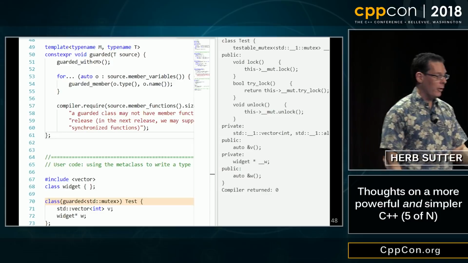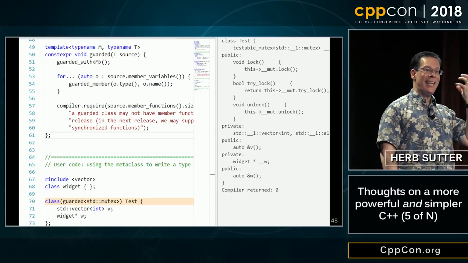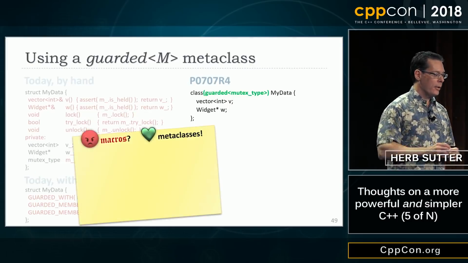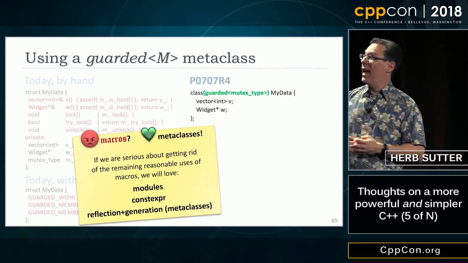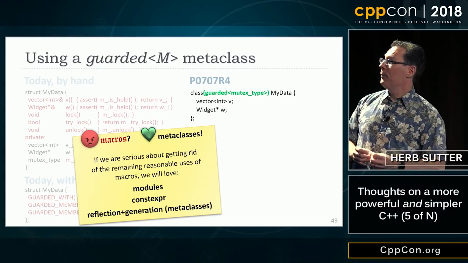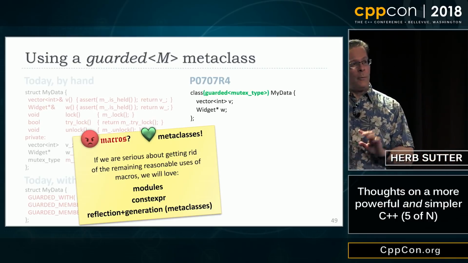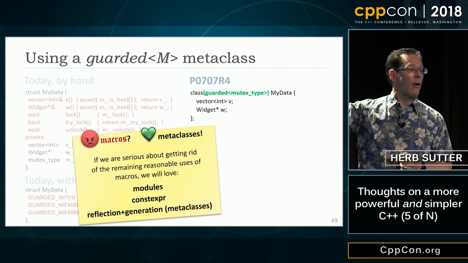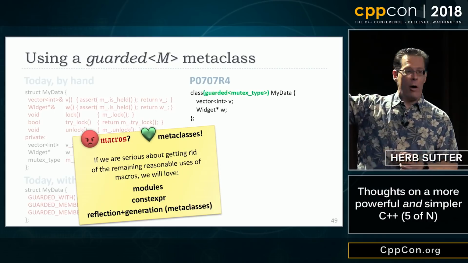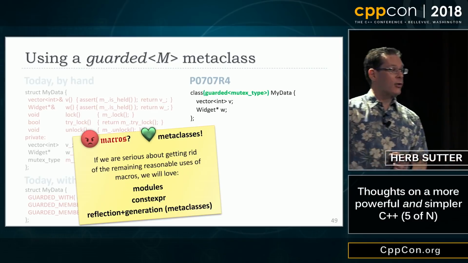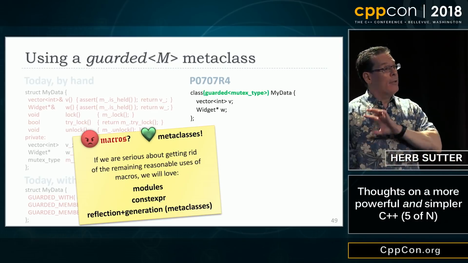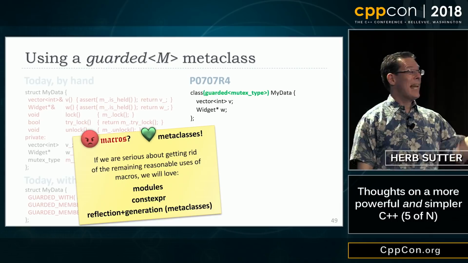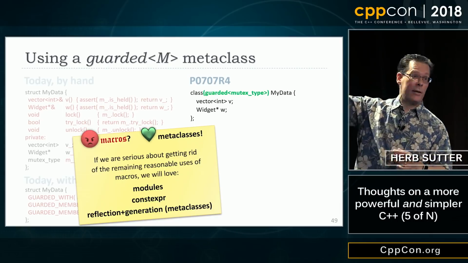Reflection and generation is powerful. What's even more powerful is with the metaclass being able to give a name to a bundle of those things and reuse them. And so here's what we use. So I would say if you hate macros, you have a good reason to love metaclasses, and I hope you do. And if you're serious about getting rid of the remaining reasonable use of macros, and I am, then you're going to love modules, you're going to love constexpr, and you're going to love reflection and generation at least. I happen to think that you will already, if not soon, also love metaclasses to be able to do this kind of thing, because now I don't need to teach that macro anymore if we have a standard way of doing this.